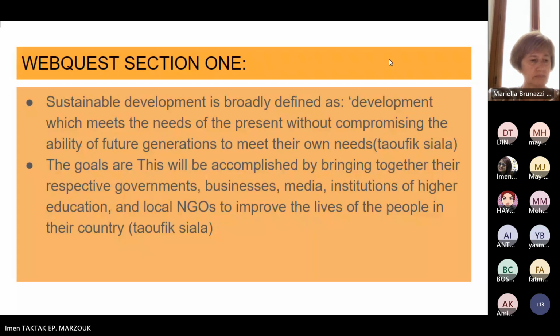Sustainable development is broadly defined as development which meets the needs of the present without compromising the ability of future generations to meet their own needs. This will be accomplished by bringing together governments, business, media, institutions of higher education and local NGOs to improve the lives of people in their country.